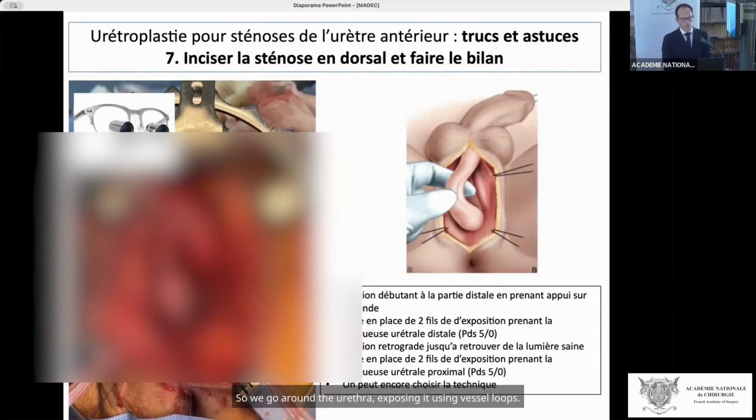So we go around the urethra, exposing it using vessel loops. We incise the stenotic area of the urethra. I place PDS sutures to clearly see the urethral lumen. And here we see the stenotic zone along with this area here. The appearance of the upstream urethra, which isn't stenotic, but is metaplastic. And currently, several publications have shown that we must treat the metaplastic zones located upstream of the strictures, because otherwise it's a risk factor for recurrence.